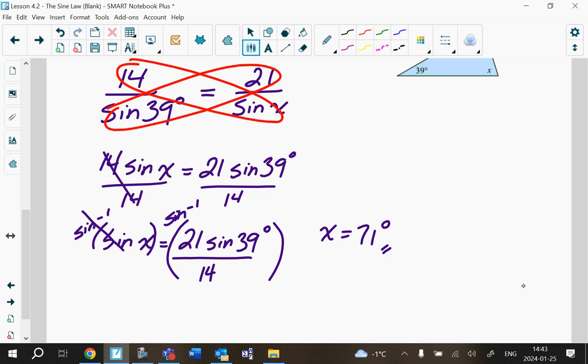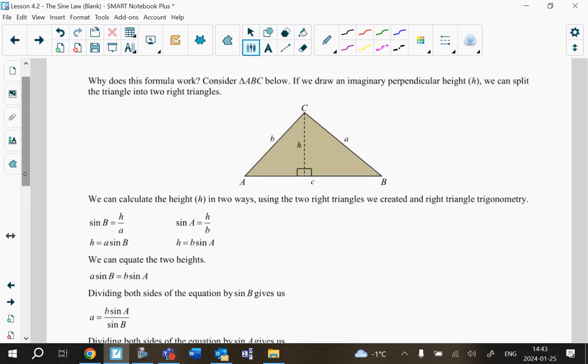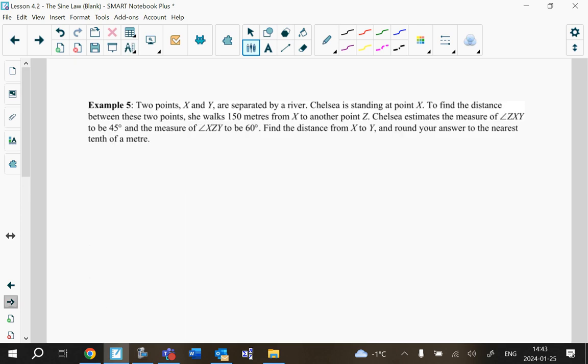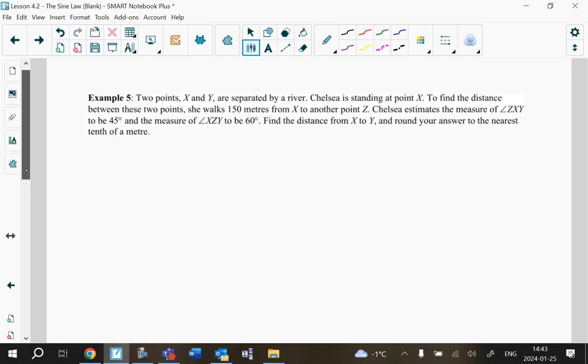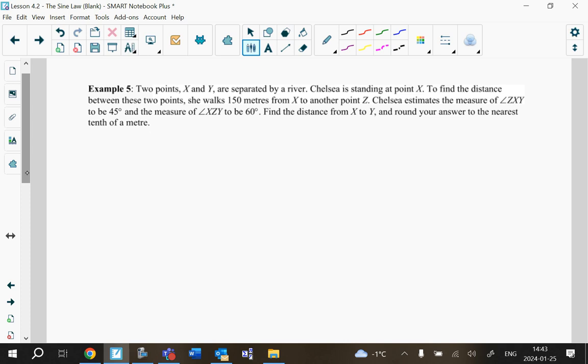So this next page, before we do the final example, is just a proof of where the formula comes from. Basically, we're doing right triangle trigonometry sine twice, putting it together in a formula. That's as far as I'm going to explain it, because like I said, the most important thing is, do you know how to use it? All right, this one we're going to have to draw before we figure it out.